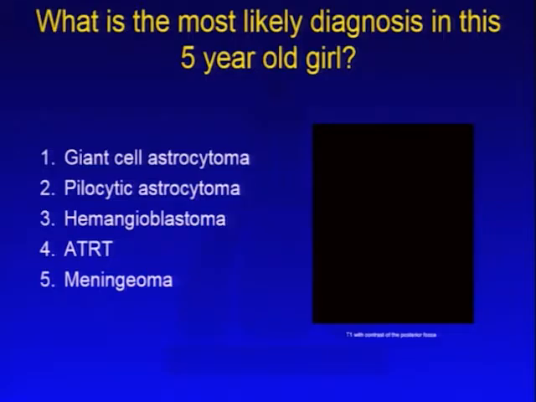Okay, next case. This is a 5-year-old girl, and I have here a T1 weighted image with contrast of the posterior fossa. So if you look at this image, this figure, and you would like to make the diagnosis, is this a giant cell astrocytoma, or a pilocytic astrocytoma, or an hemangioblastoma, or an ATRT, or a meningioma, you will make the diagnosis based upon your knowledge and, of course, based upon your experience. And what is your diagnosis? There's no image.